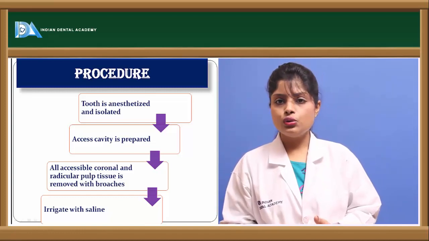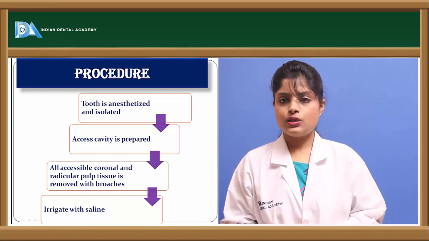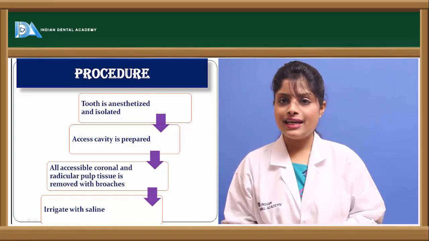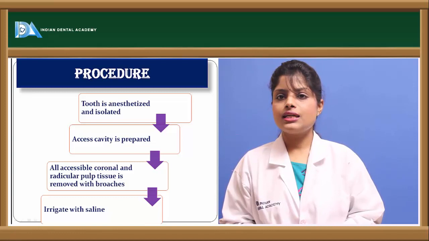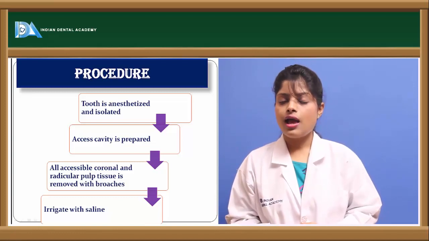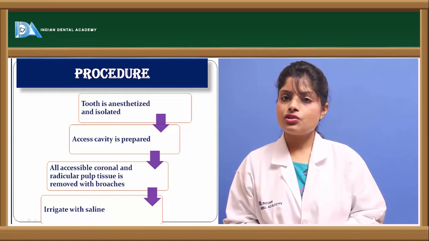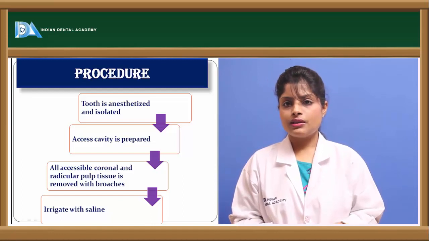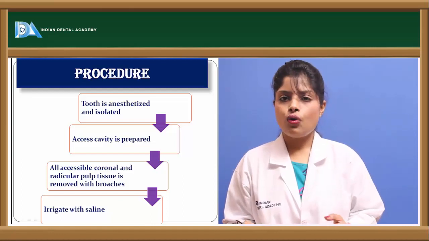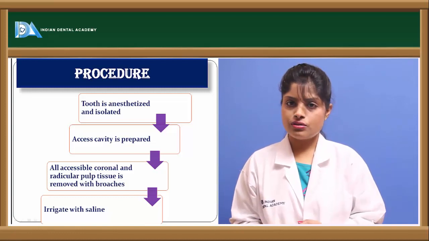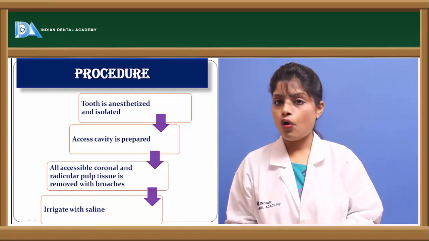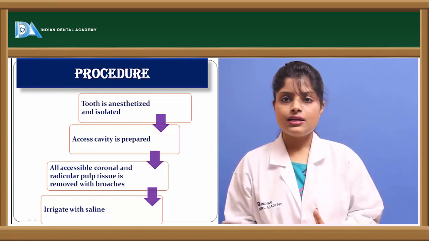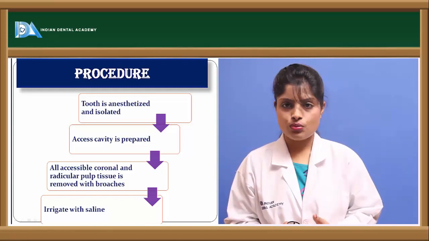Then, the tooth should be isolated with a rubber dam. After application of the rubber dam, access cavity preparation is started by means of round burs, and all the carious tissue is removed to obtain a clean operative field. Thereafter, all the accessible coronal pulp is removed. The access should always be a straight line for clear visibility and accessibility of instruments.